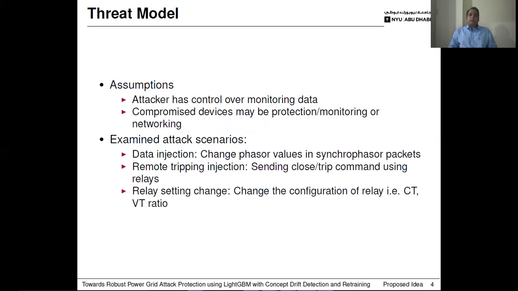In our threat model, we have assumed that the attacker has access to the monitoring data and can access the networking devices. We also considered that the attacker has certain attack scenarios, like performing data injection to change phasor values, or performing remote tripping injections like closing or tripping commands to the relays. The attacker can also change the relay settings, like changing the CT and VT ratio of the relays.